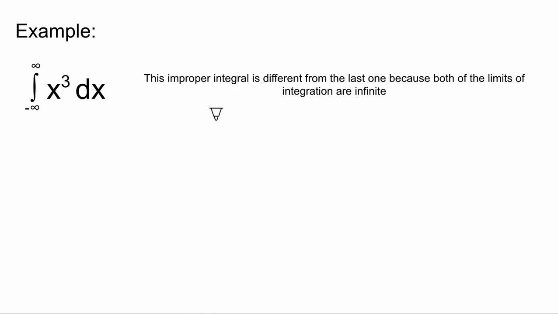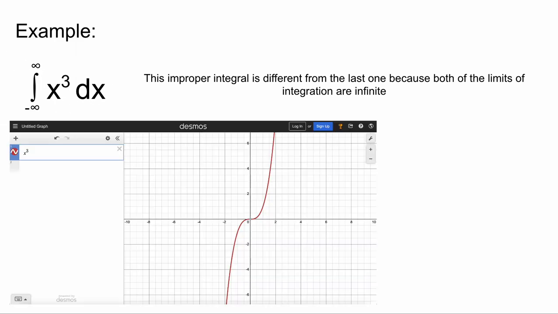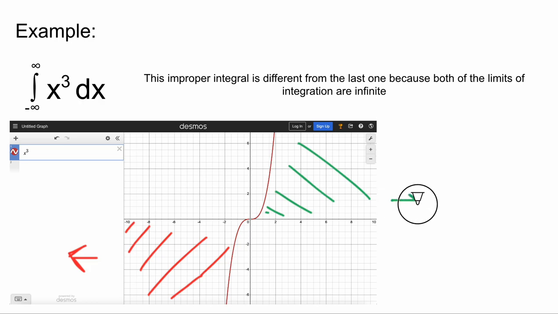Now let's look at another example. Let's look at the integral from negative infinity to infinity of x cubed dx. Now this one is different from the last one because both of the limits of integration are infinite, meaning that we are tasked to finding the area under the curve of x cubed over all real numbers. So all of this stretch of negative numbers going on to negative infinity and all of this stretch of positive numbers going all the way to positive infinity. Now that is an arduous task to accomplish.